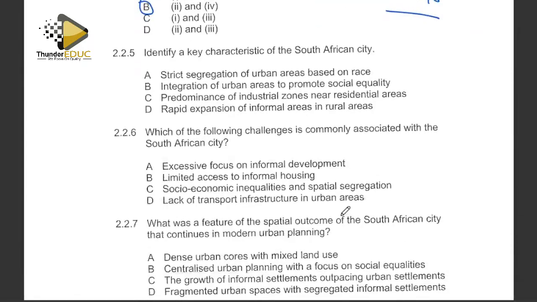Identify a key characteristic of the South African city. The South African city is featured by strict segregation of urban areas according to race. The South African city was designed according to apartheid practices, and the government was practicing segregation. Which of the following challenges is commonly associated with the South African city? The challenge of the South African city is socio-economic inequalities and spatial segregation.